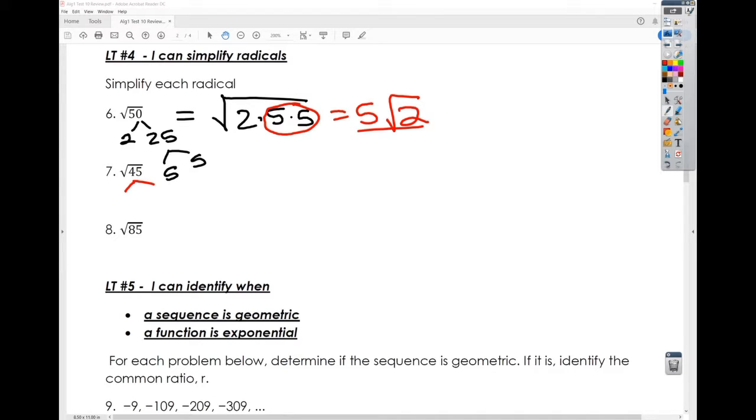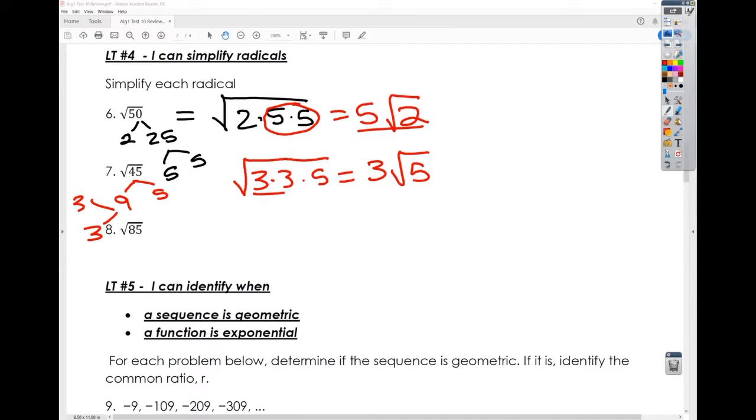Next, 45. 45 could be written as 9 times 5, and 9 is 3 times 3. So the prime factorization for 45 would be 3 times 3 times 5. There's a pair of 3s, so that means we can pull the 3 out, and the 5 that did not pair up would stay on the inside.